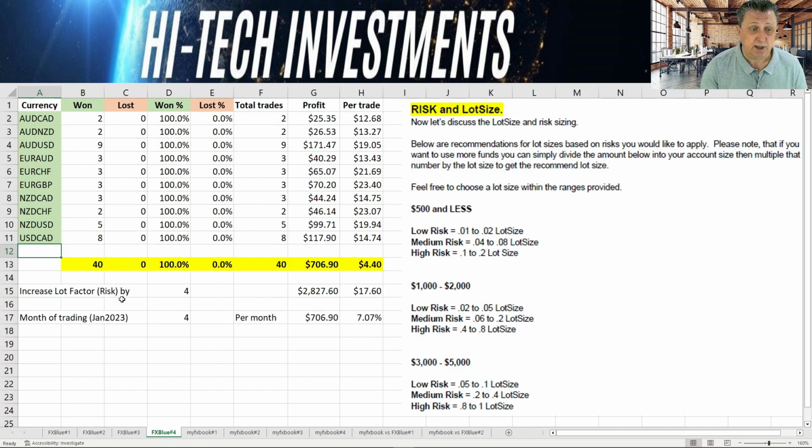So if we're using an increased lot factor of, in this particular case, we say 4, what would that mean then compared to the original results? Well, it would mean that in that 4-month period, you would have made $2,827 or $17.6 per trade. And again, if we then spread that out over the period of the 4 months, it would mean you would have made just over $700 per month. Or now the EA is actually producing a good solid 7% per month. So that is the first part of how we dissected our trading results.